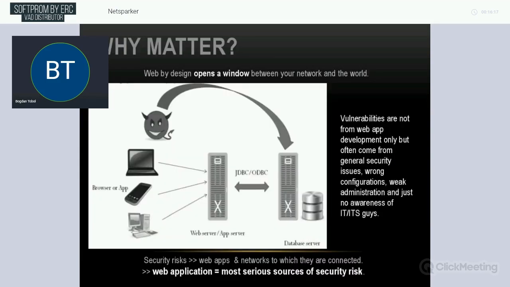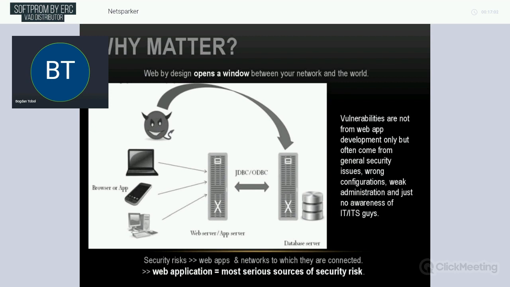So, I'll continue telling you about why web applications matter today. We need to remind that the web by design opens a window between any network and the outside world. Vulnerabilities of web applications don't occur just from web development, but sometimes because of security issues, wrong configuration, weak administration, and even no awareness among IT and security staff of how easily web applications can be used by cybercriminals. So web applications are today the most serious source of security risk.